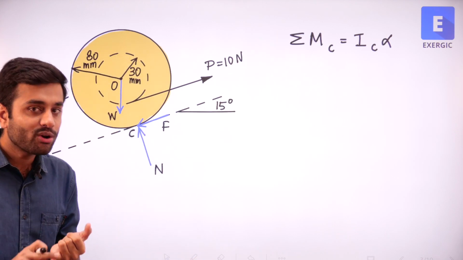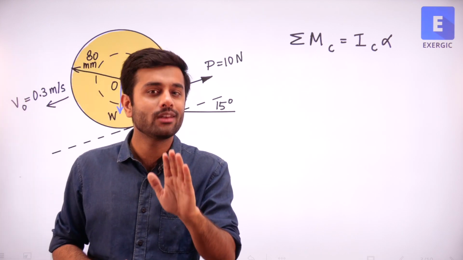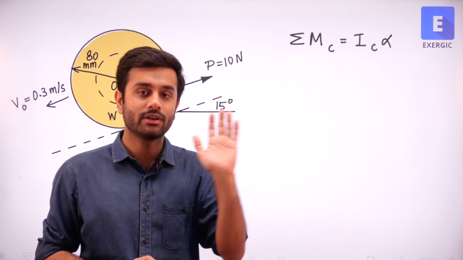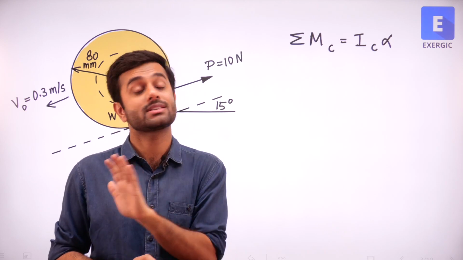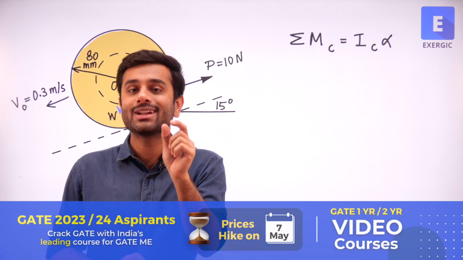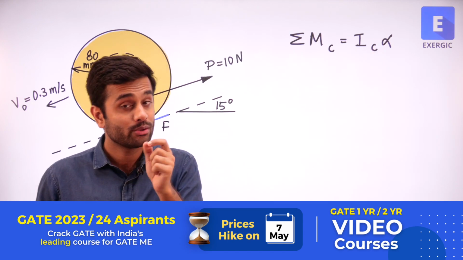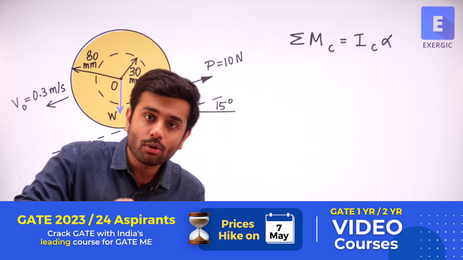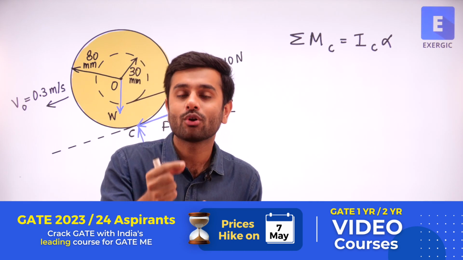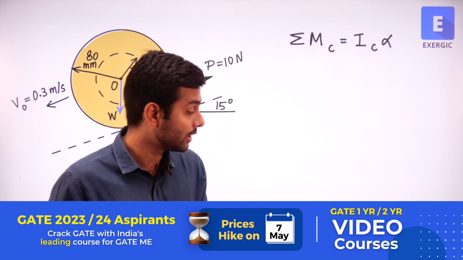Why? Because has the question given you the value of alpha? No, the question has not given you that. So you need to break that down. You need to convert alpha to omega, and then omega will be related with velocity v. That's how we are going to get to the answer.